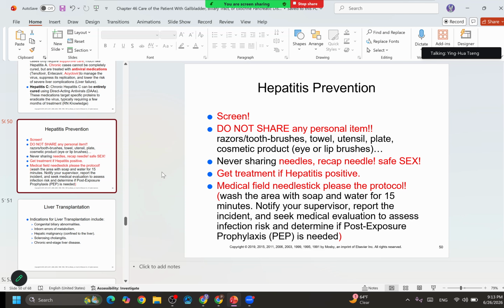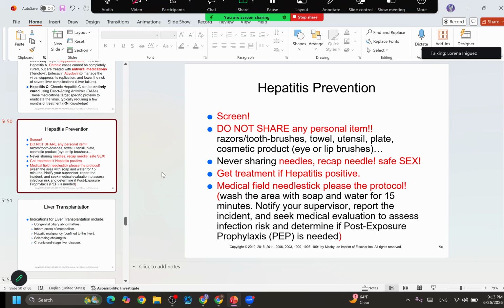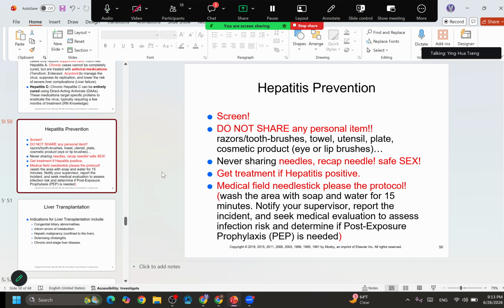Okay, here is something very important. Uncle is asking the patient, the student before, cosmetic product. Can you share together the eye or lip brushes? Can we share? Come on, ladies. Would you share your eye or lip brushes with somebody? No. No, never.